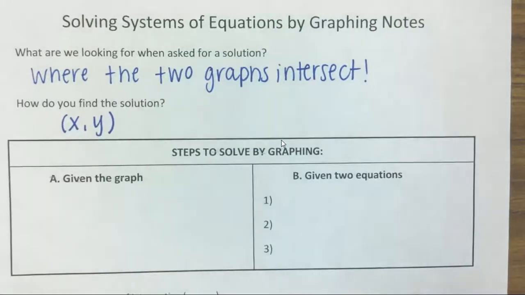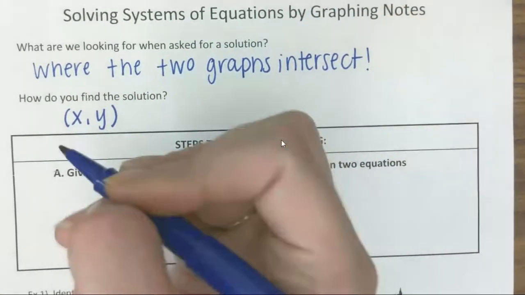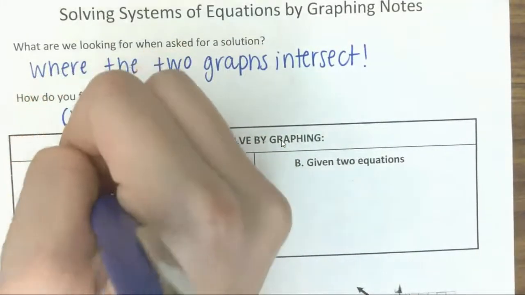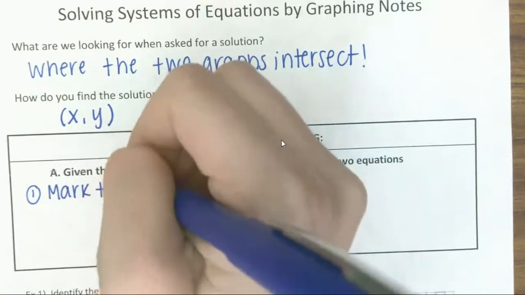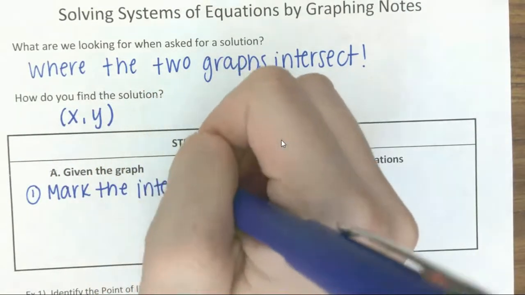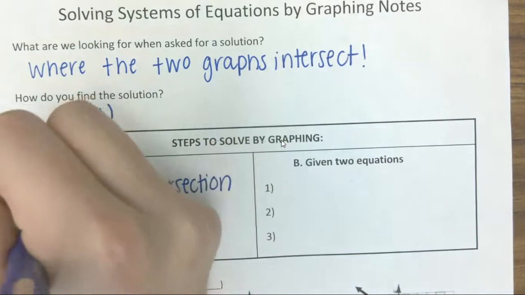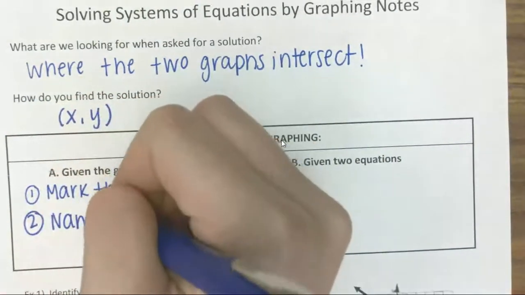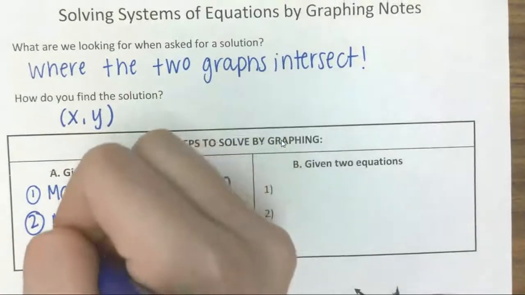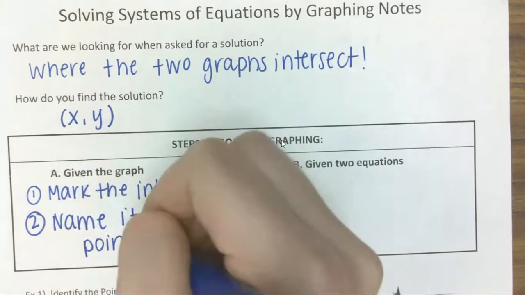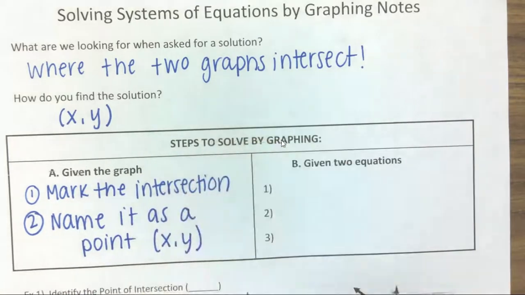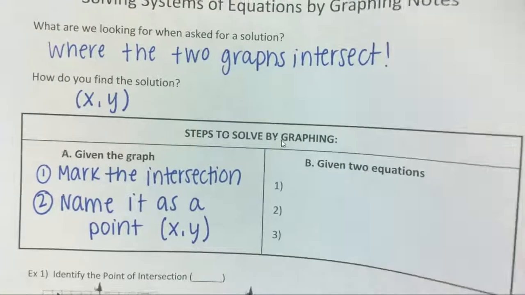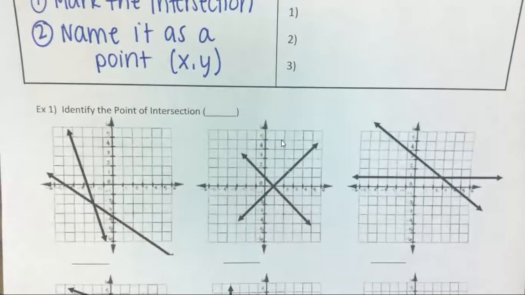So if I'm given the graph, these are the things I'm going to do. One, I'm going to mark the intersection. And two, I'm going to name it as a point. And remember, it's x comma y. So x comes first. So we're going to look at these examples before we do part B.